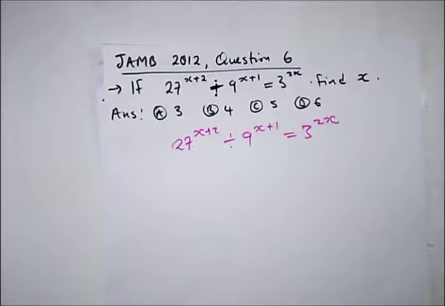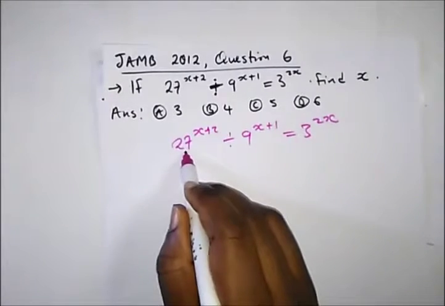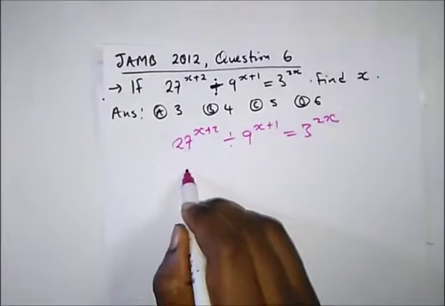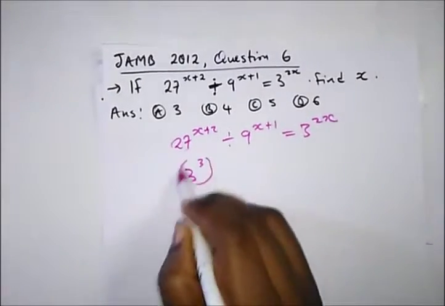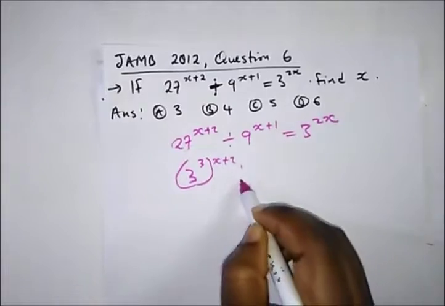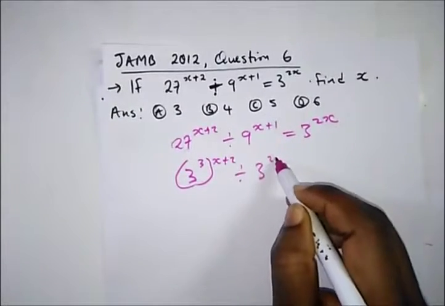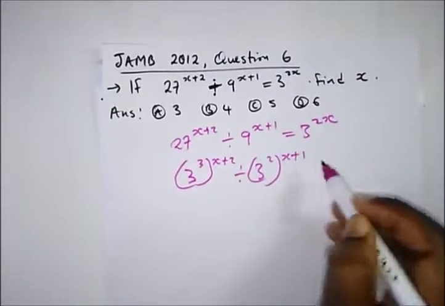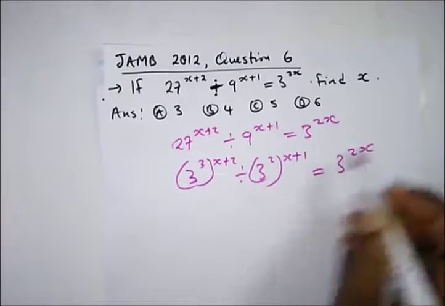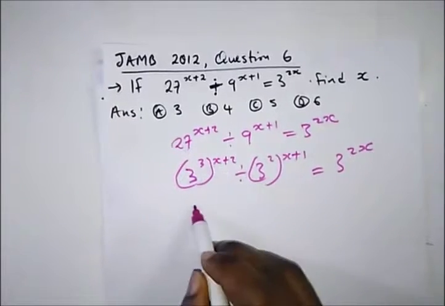So here, what do we have? This is division. Let's change this to the base of 3. So we have 3 raised to the power 3 bracket x plus 2 divided by 3 raised to the power 2 bracket x plus 1 equals 3 raised to the power 2x. So let's open this bracket up. So we have what?